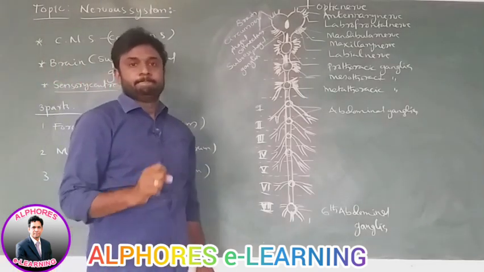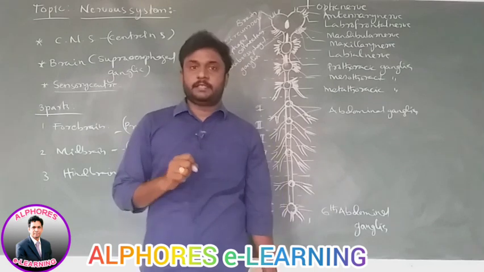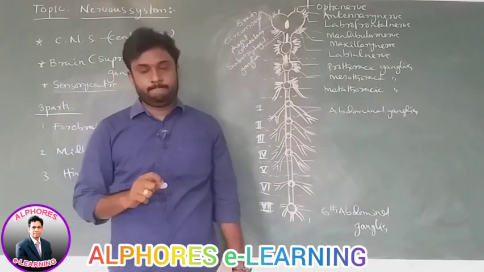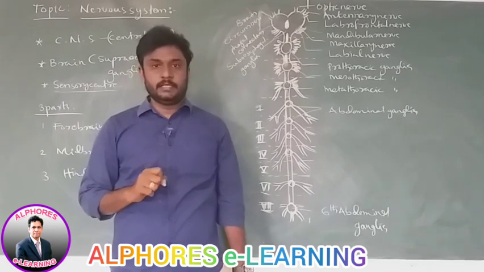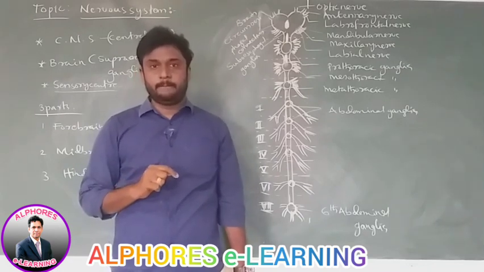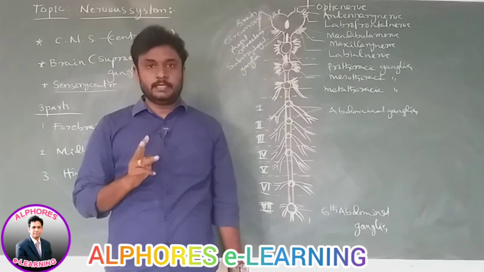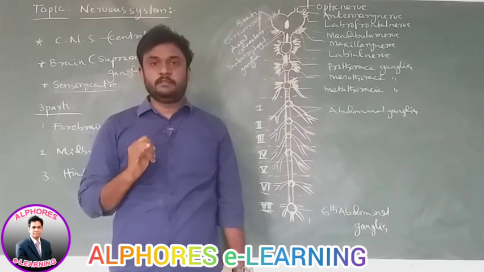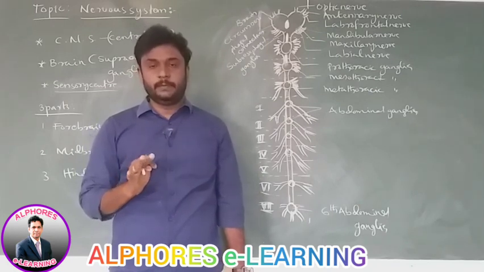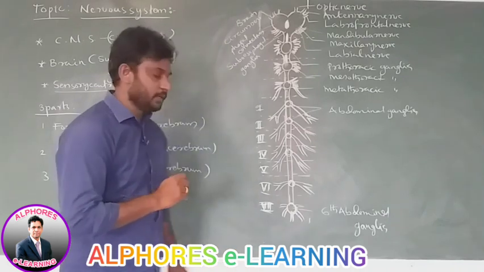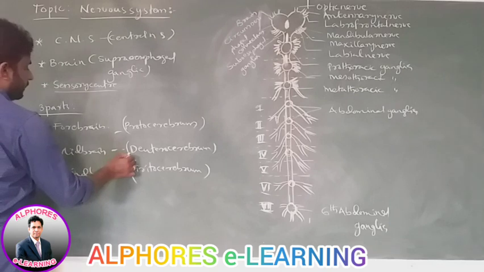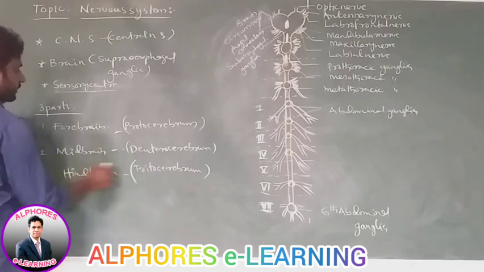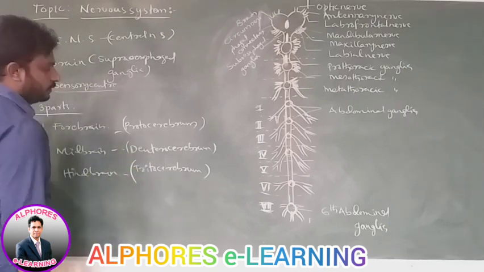Clear? We are discussing the structure of the brain. In the CNS, the brain and nerve cords are present. The brain has three regions: forebrain, midbrain and hindbrain. Forebrain is also called protocerebrum, midbrain is also called deuterocerebrum, and hindbrain is also called tritocerebrum.